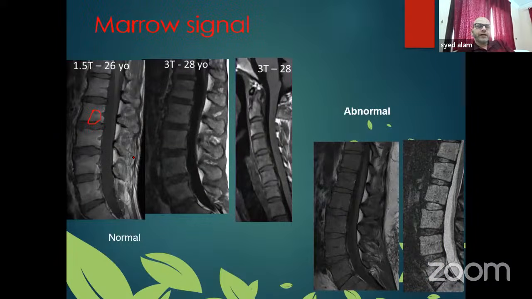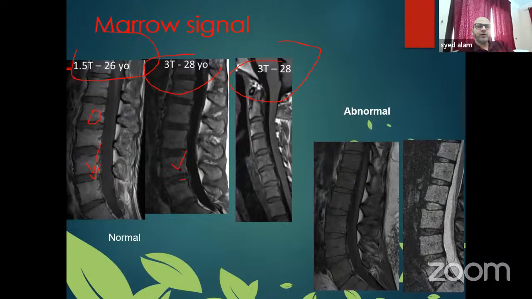Okay. So again, back to the normal marrow. We will discuss about marrow signal, how to know abnormal and normal. So this is 1.5 Tesla. This is 3 Tesla. And this is 3 Tesla cervical spine. So as I told you, my spine rule number 1, the vertebral body should be brighter than the disc in T1. So this is normal marrow. This is in 3 Tesla, it slightly comes dark, but still the vertebral body is brighter than the disc.